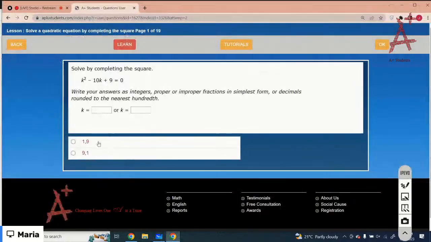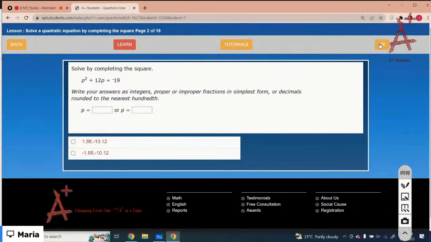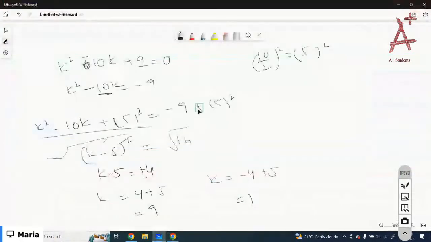Let's do another example. They are 9 and 1. Got it? Okay, the next one is solve by completing the square: p square plus 12p.